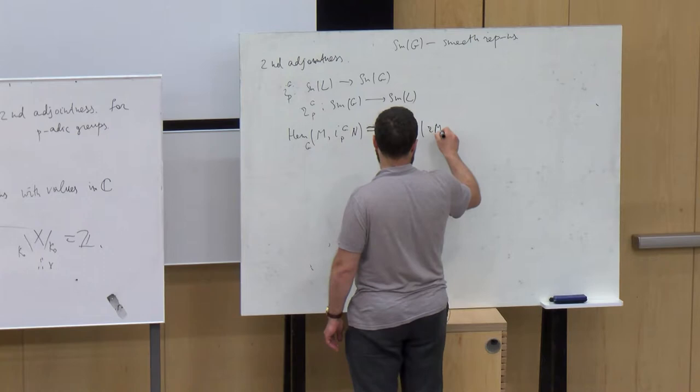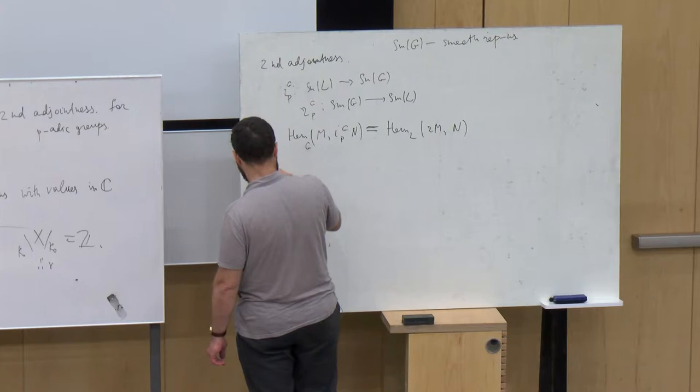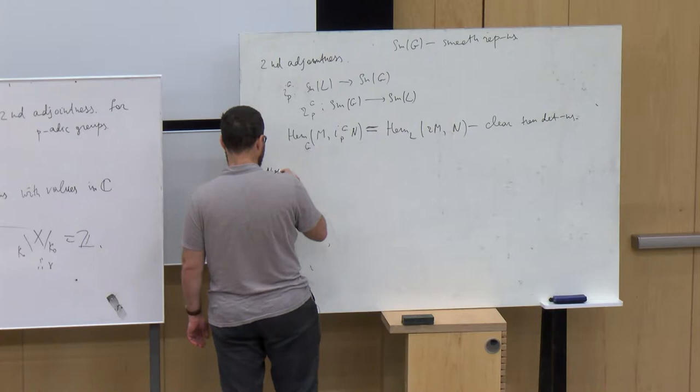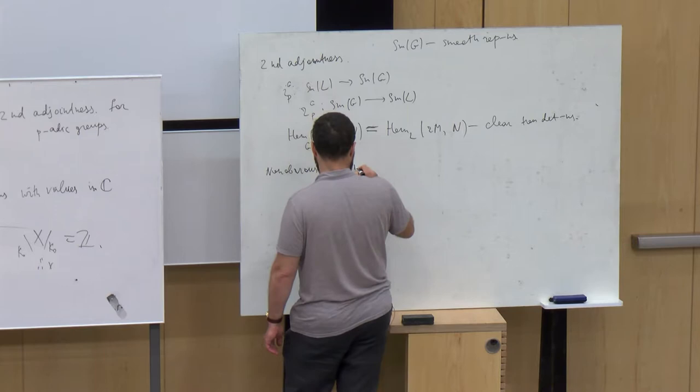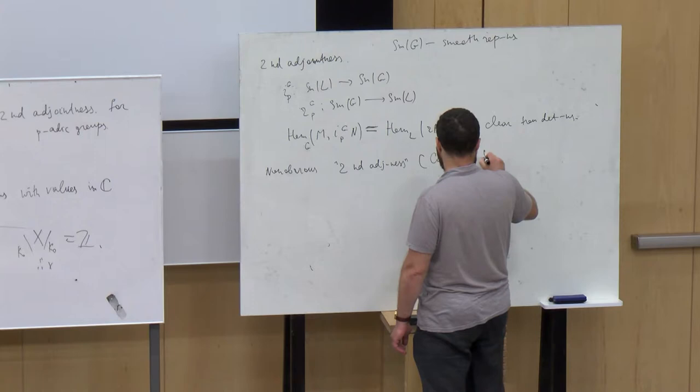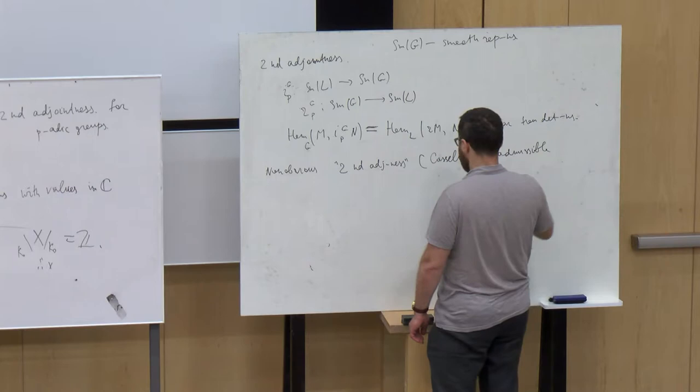But then there is a non-obvious, so this is clear from definitions, and this is somehow non-obvious second adjointness. And again, as I said, I think it was Casselman for admissible modules and Bernstein in general.